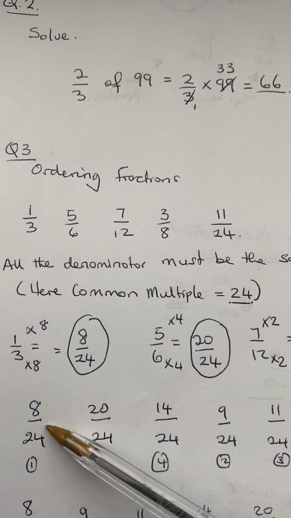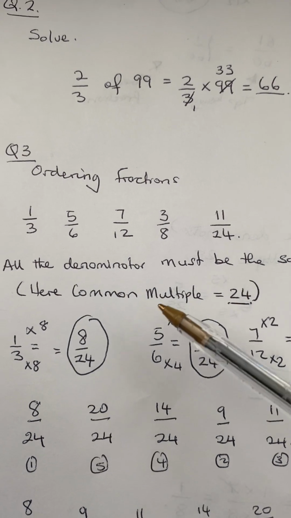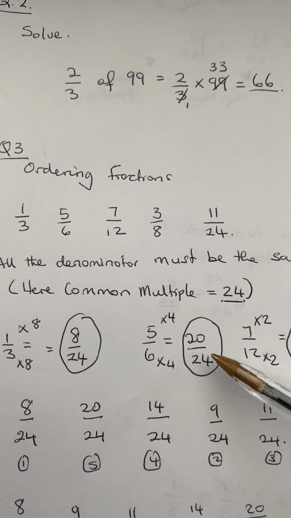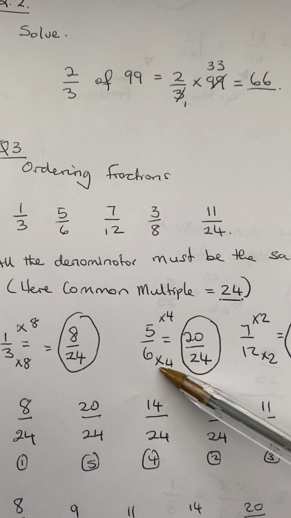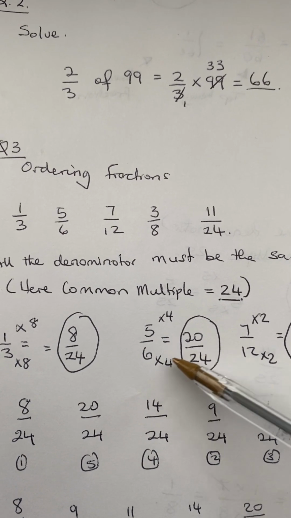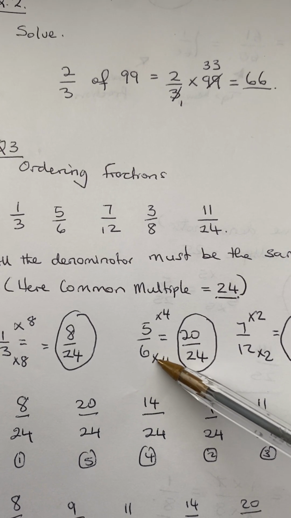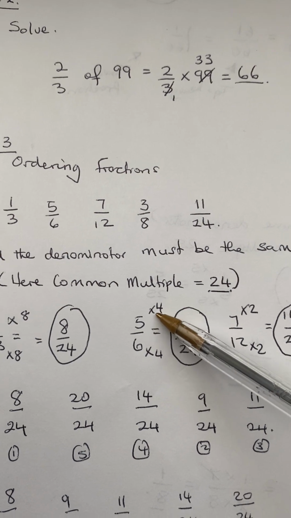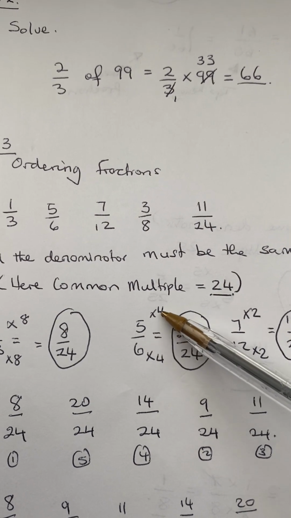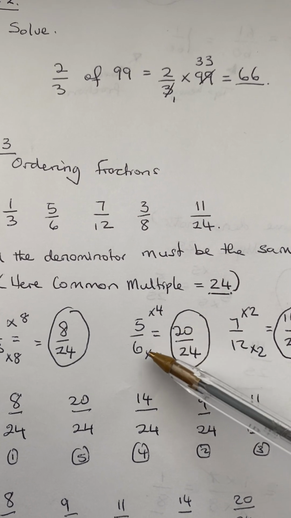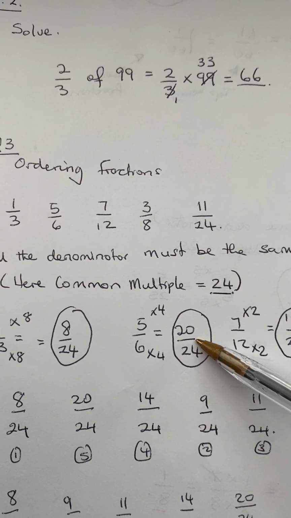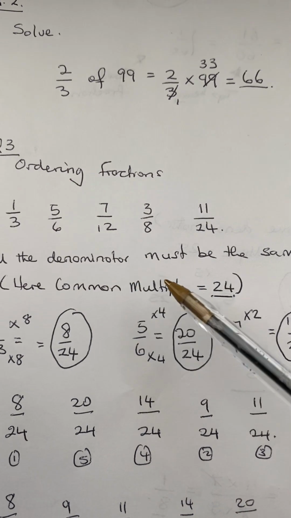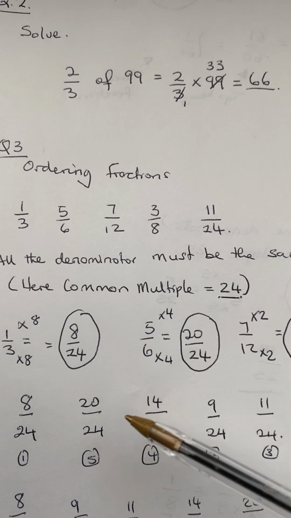There it is. Okay, now 5 over 6. What would I do to 6 to get 24? I'll times by 4. So if I'm timesing the denominator by 4, then I have to do the same to the numerator. So 5 times 4 is 20. 6 times 4 is 24. So our second fraction, 5 over 6, becomes 20 over 24.